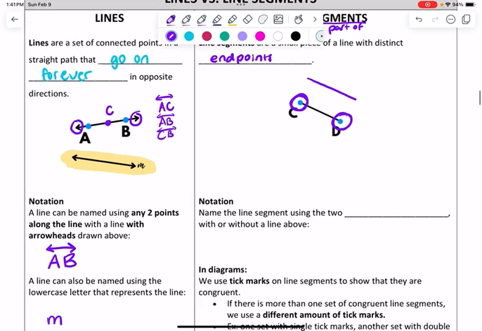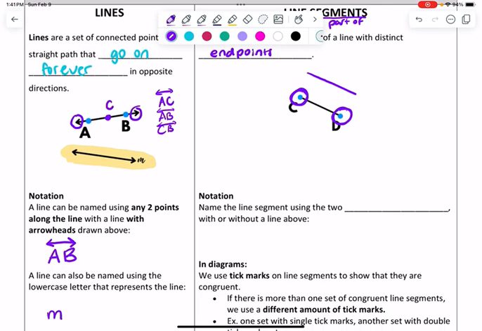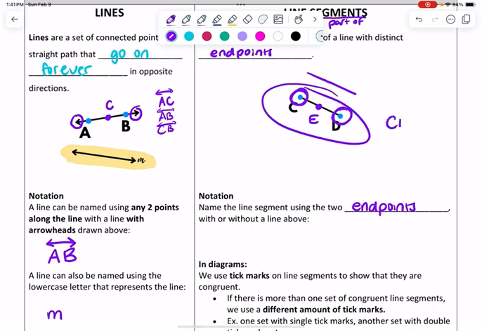Now, notation is actually kind of similar to lines, except the notation for a line segment uses specifically the endpoints. So even if there was a point in the middle, E, I cannot name this entire thing CE because that only implies this section of it. So it's very important that when we're naming line segments, we use the endpoints.